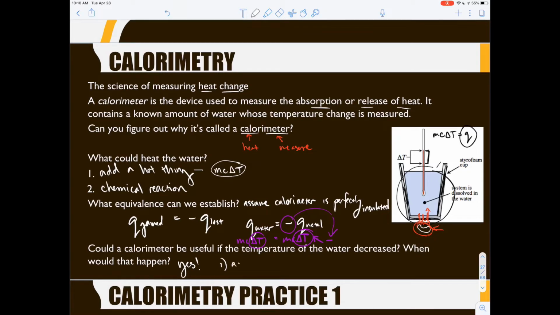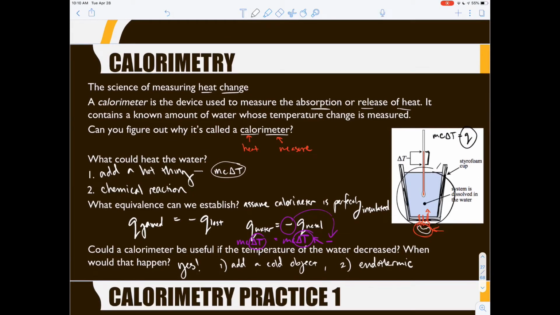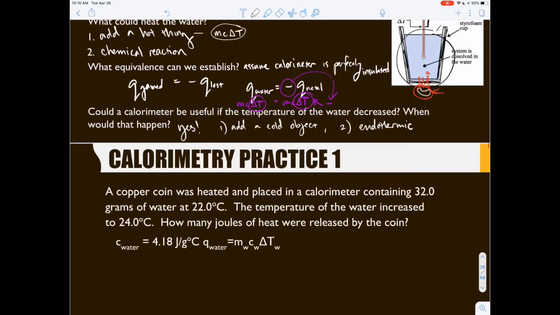Okay, when would you ever have the water temperature go down? Lucas, if you add a cold object, for example, a cold piece of metal is a sort of obvious but weird example, or if you have an endothermic reaction. So for example, if you had ice melting in a cup, and we'll do this in AP, you could figure out how much energy is required to melt the ice based on how the temperature of the water changes.